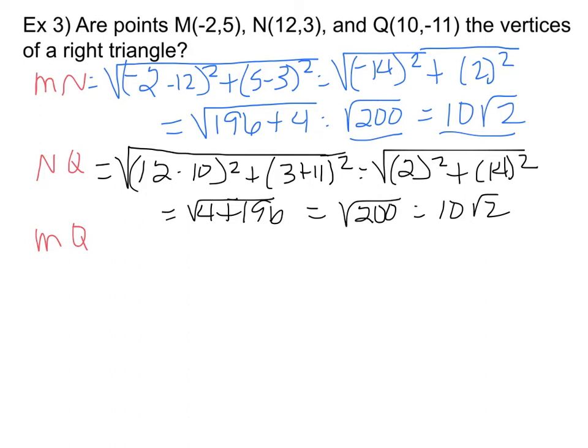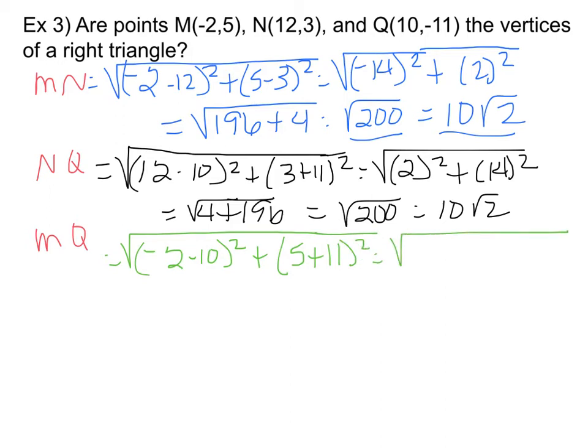So if I have M and Q, our last but certainly not least, I have -2 minus 10 squared. And again, I just like to go left to right. It's your prerogative what you want to do. 5, and it's minus a negative 11 again, so I'm going to put plus 11 squared, and then we can simplify that. So negative 2 minus 10 is a negative 12 squared. 5 plus 11 is a 16 squared.